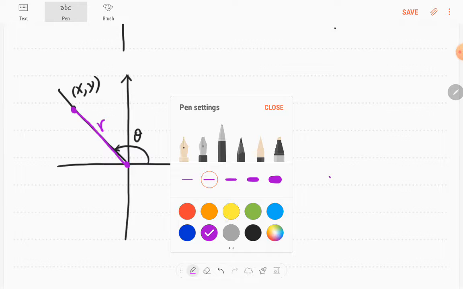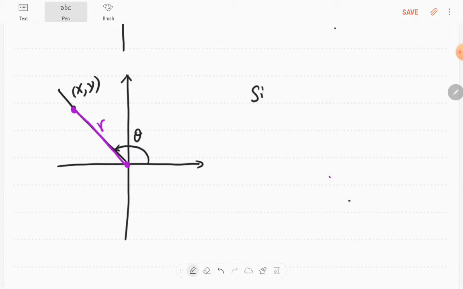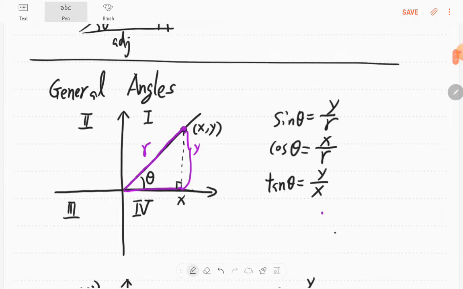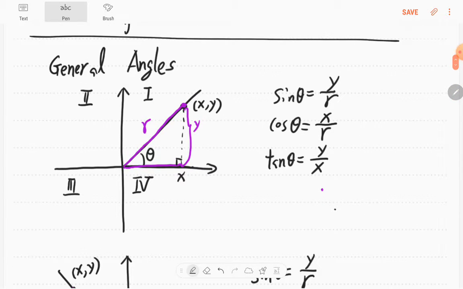So we still define our sine function, sine theta, to be y over r. And the cosine function is still x over r, right? And the tangent function is y over x. So we use the same definition as for the terminal side in the first quadrant.